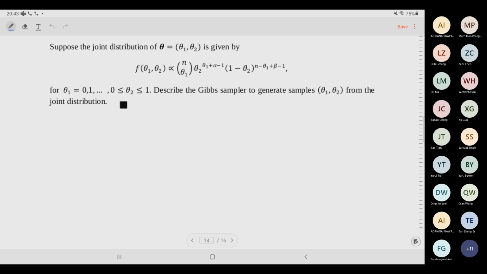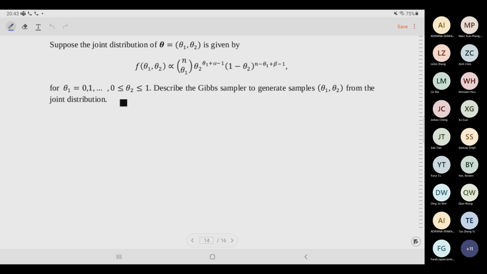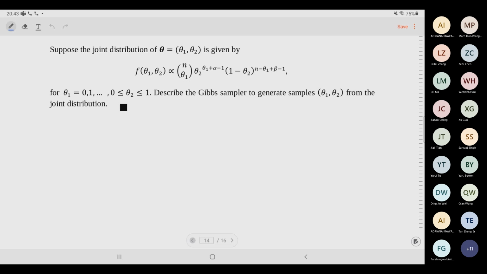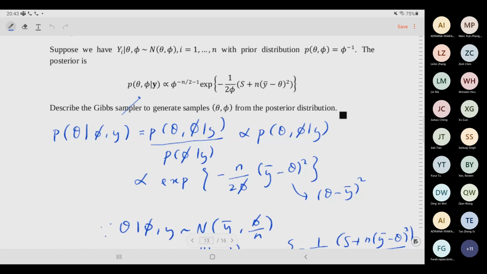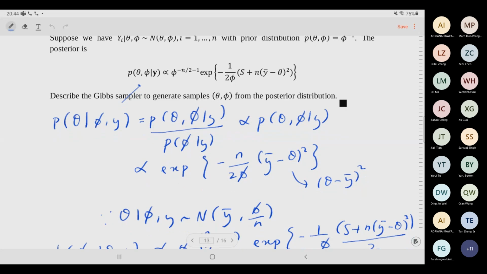But in practice, yes, I do find that sometimes the ordering matters. For this case, this is the mean and the variance, and usually people will update the mean first, then the variance. I don't know if it's by default or by practice, it's a rule of thumb. Maybe it's just a preference.